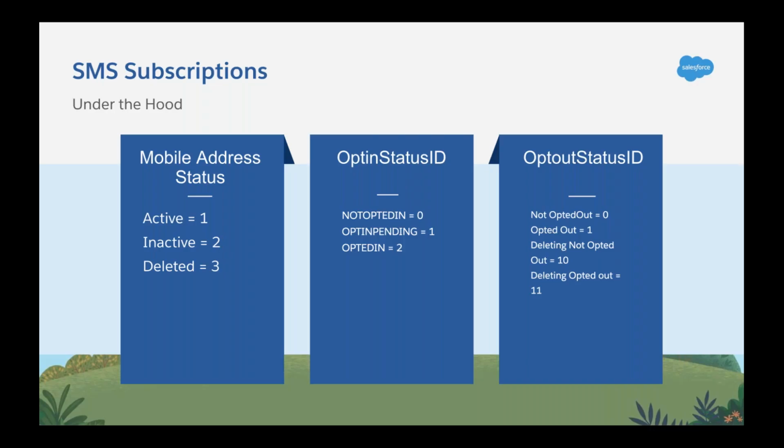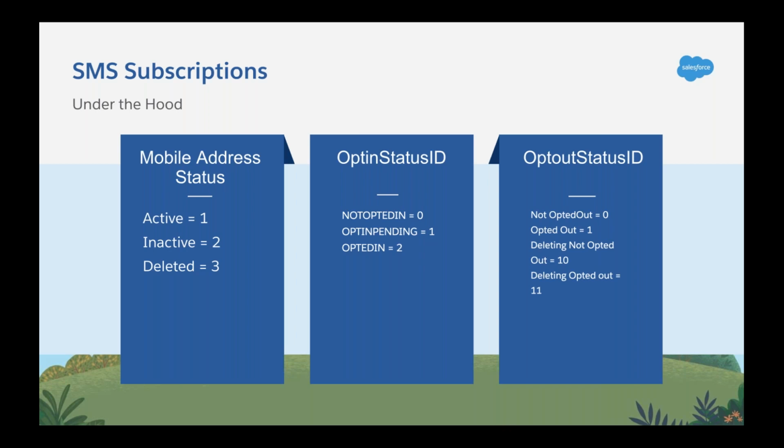So under the hood, and this is something that we get asked about all the time, it is what actually determines whether an end user is opted in or not. We store subscriptions in something called mobile address internally within Marketing Cloud. There are 3 different statuses you do need to know about. The first is the mobile address status. This is the overall status for an entire contact: active, inactive, or deleted.